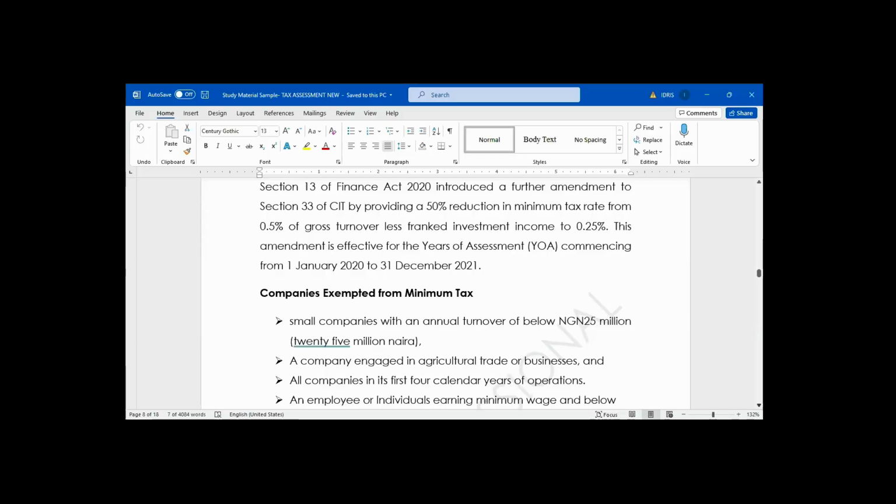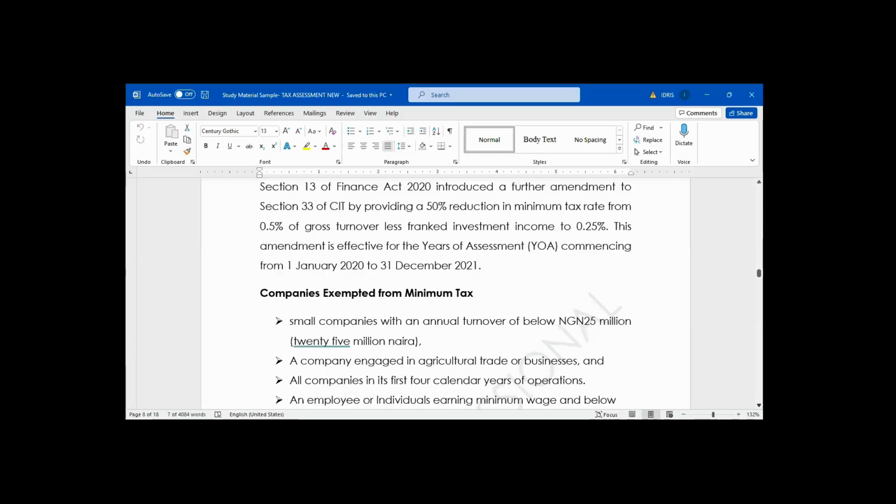A small company that has a turnover of less than what? 25 million. If a small company that has a turnover of less than 25 million makes a loss, they will not pay minimum tax.